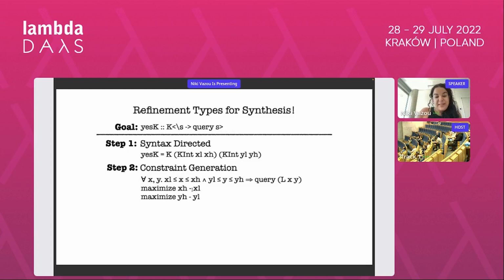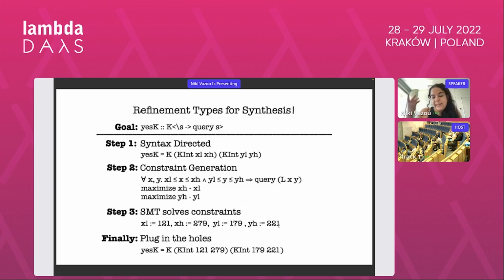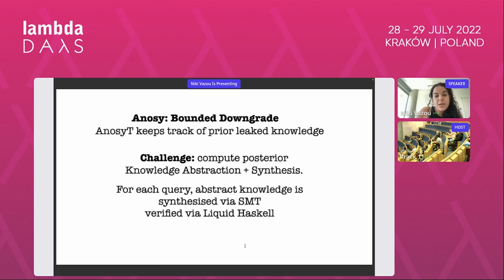But yes, we generate these constraints and we give them to an SMT solver. We use Z3 because it has a nice maximization construct. It comes back with concrete indices, and then we just plug in the holes and we generate this abstract domain for the yes knowledge, and the same for the no knowledge.